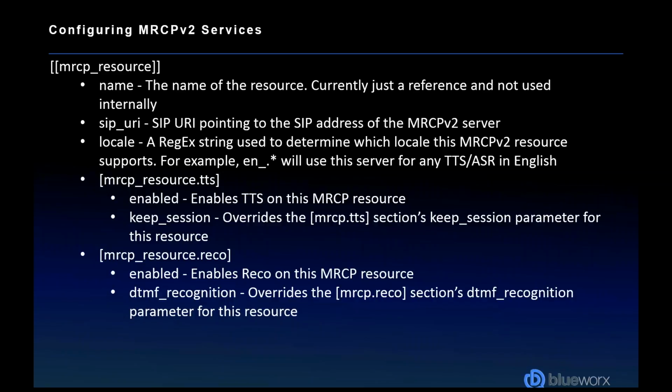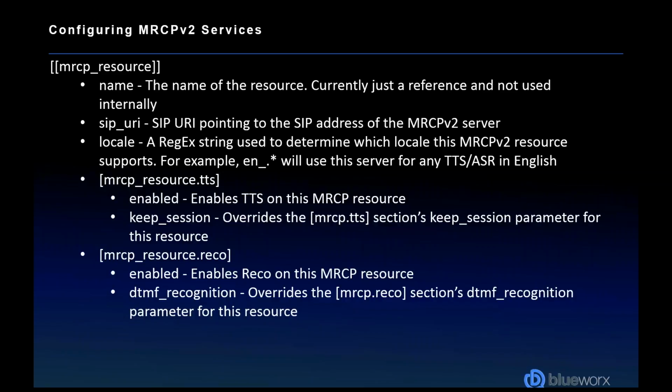Then a locale. The locale is a regex string. The reason for this is that you might have a TTS or ASR server that supports multiple versions of English, so you might have en-GB or en-US. Because it's a regex string, you can do en.* and it will connect to that MRCP v2 server for everything that's EN, so everything that's English.